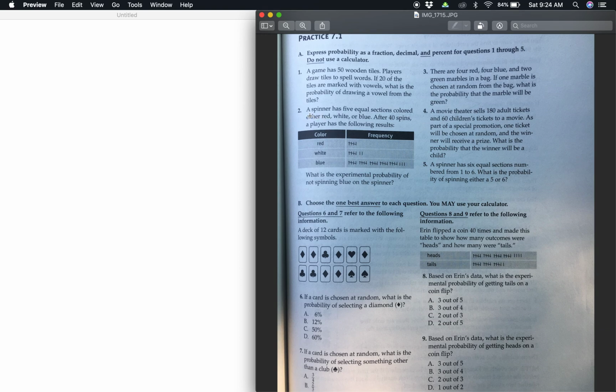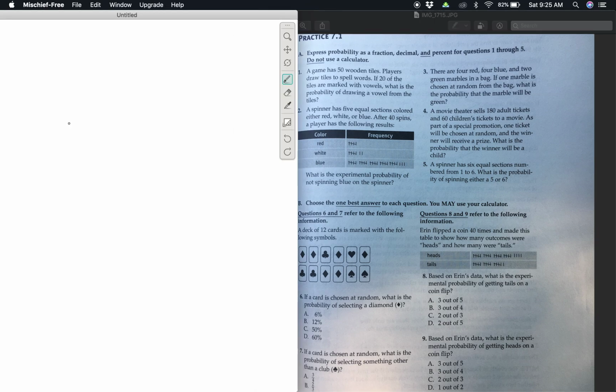Now we have number two. A spinner has 5 equal sections colored either red, white, or blue. Sounds like the American flag. After 40 spins, a player has the following results. What is the experimental probability of not spinning blue on the spinner? So let's see. The total is 40 spins. Blue is, let's see, 28. So there's 40 spins minus 28, which is 12. So spins that did not land blue were 12, okay?